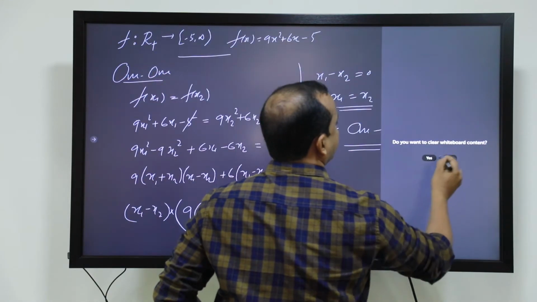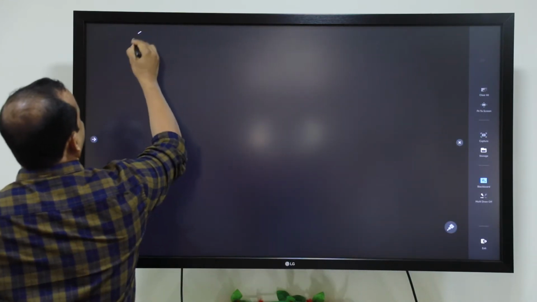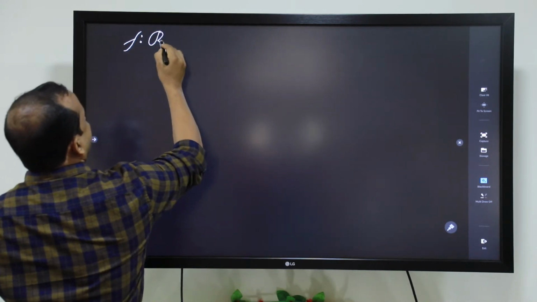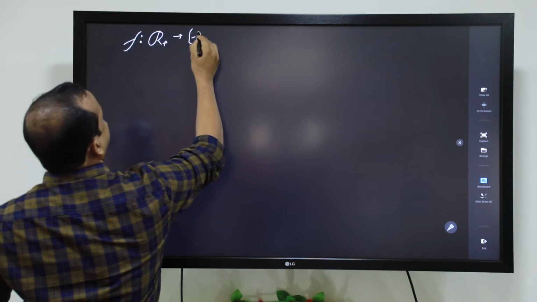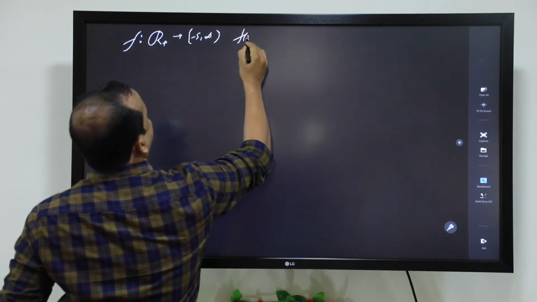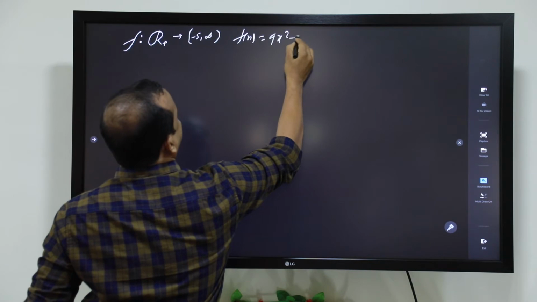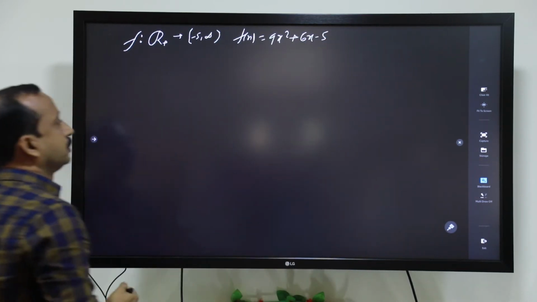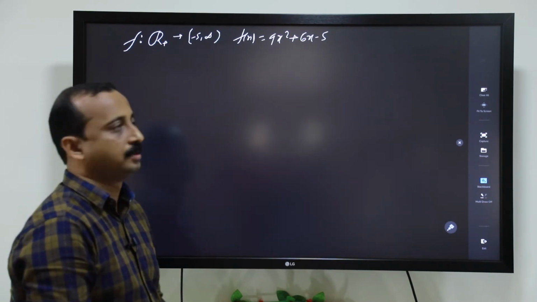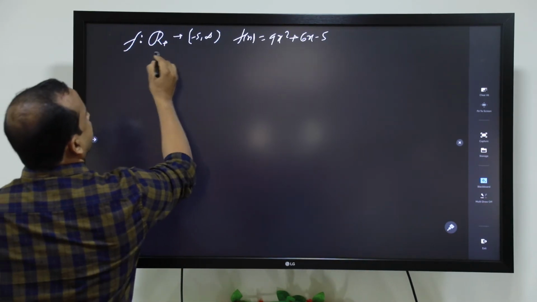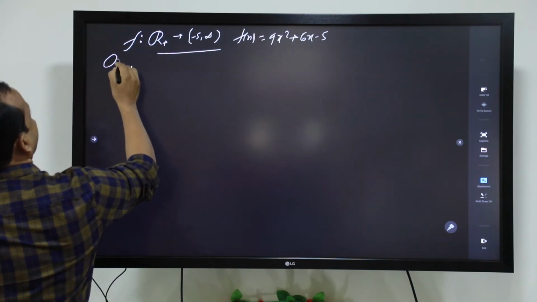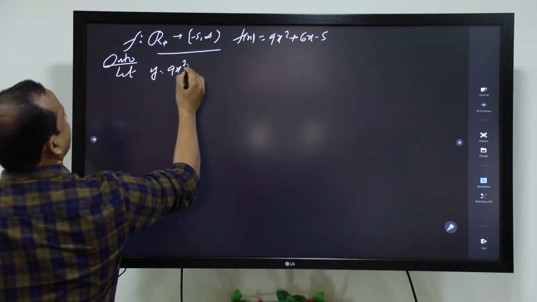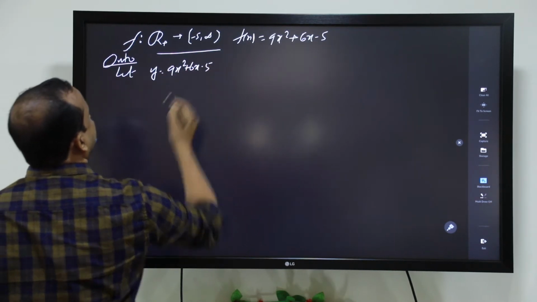Okay. Next we prove that our function is onto. That is, our function is f from R plus 2 minus 5 to infinity, and the function is 9x square plus 6x minus 5. Next we show that the given function is onto. For proving onto, first we let y equal to 9x square plus 6x minus 5.